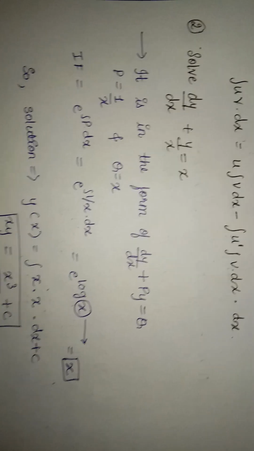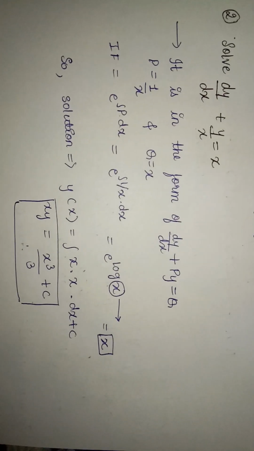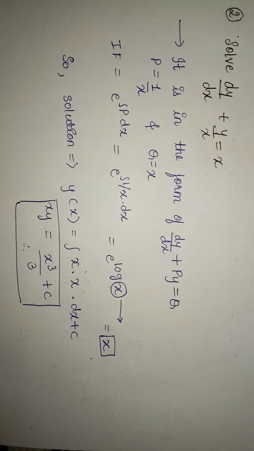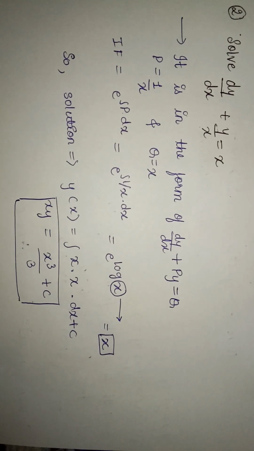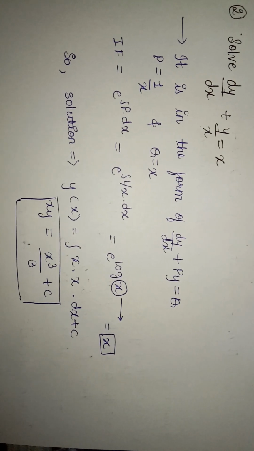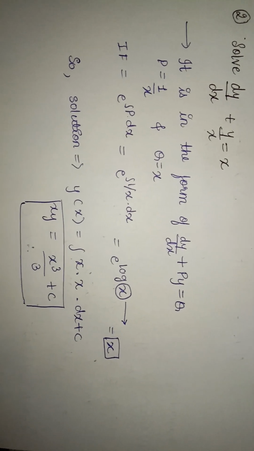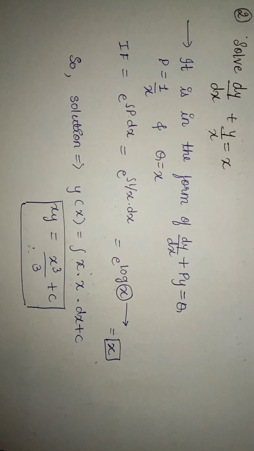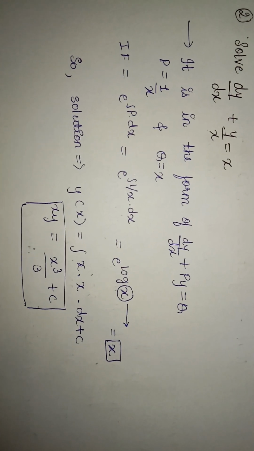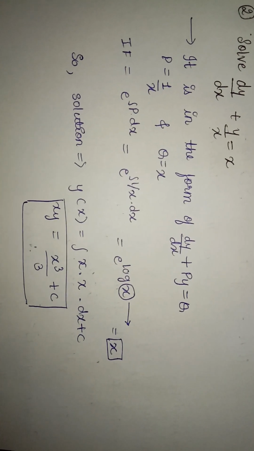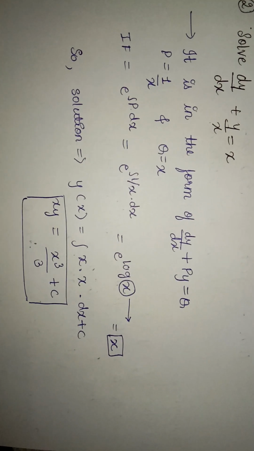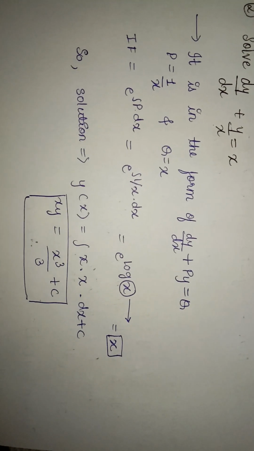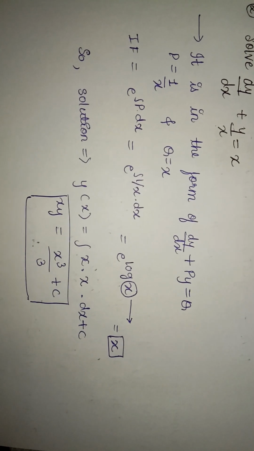Let us see another example. Solve dy by dx plus y by x is equal to x. Here it is in the form of dy by dx plus py is equal to q, where p is equal to 1 by x and q is equal to x. Integrating factor will be e to the power of integration of 1 by x. So integration of 1 by x is log x. So e to the power of log of any function gives that function. So we take e to the power of log x as only x. So the integrating factor is x.